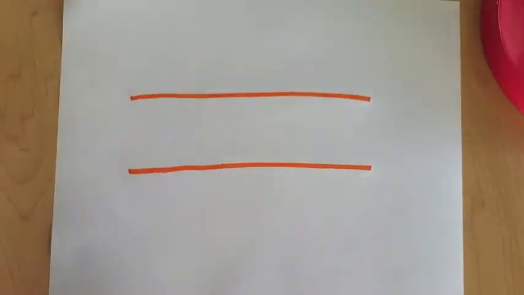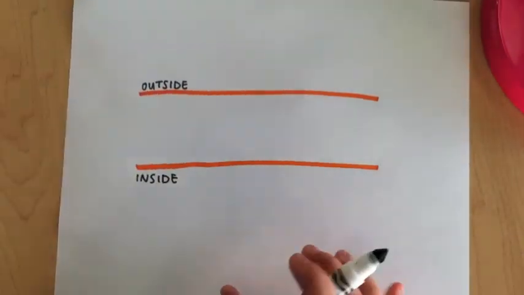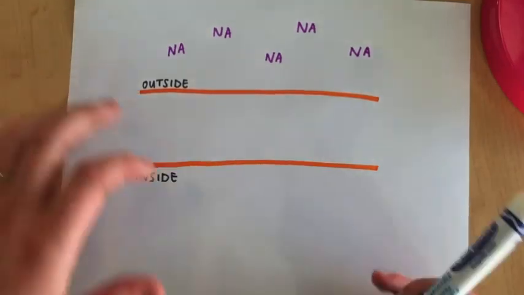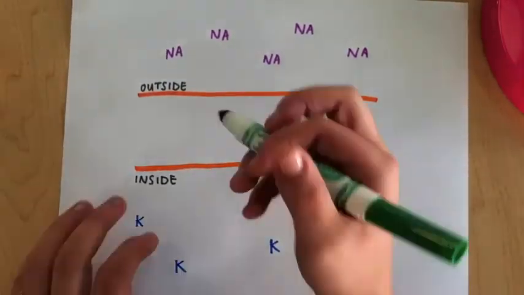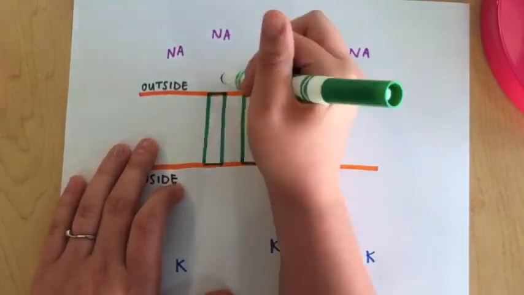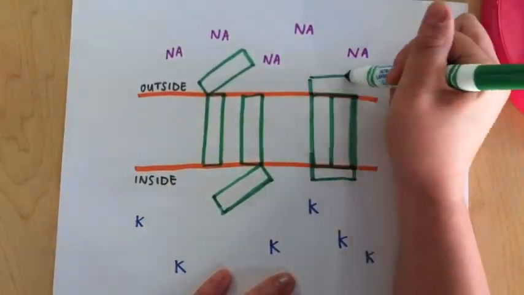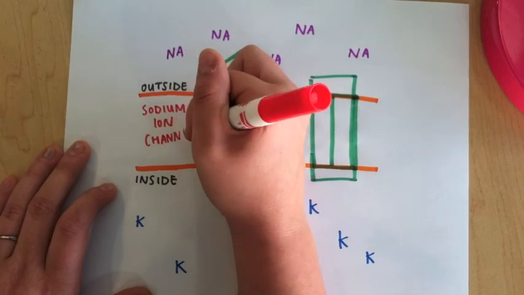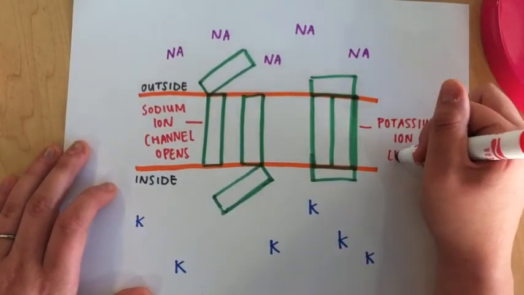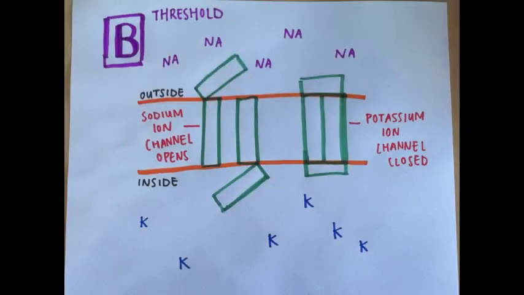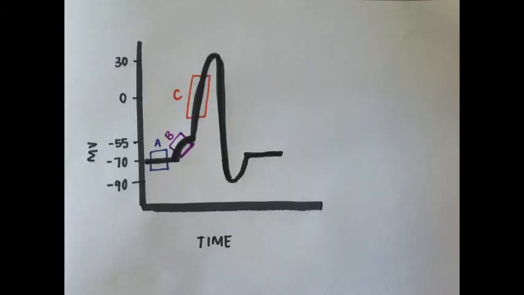When the potential hits negative 55, the sodium ion channels open, allowing the sodium to flood inside of the axon. This is an all or nothing phenomenon. It either happens or it doesn't. In the meantime, the potassium ion channels stay closed. As more sodium ions enter the inside of the axon, it becomes more positive.